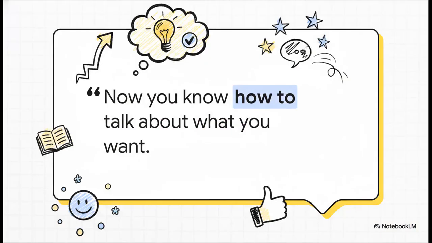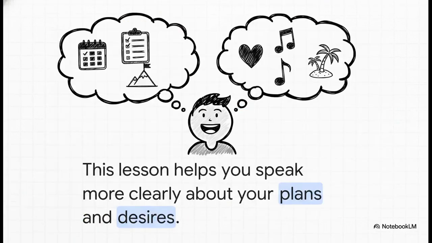And just like that, you've mastered a really important English rule. Now you know exactly how to talk about what you want to do. It's a great feeling, isn't it? Knowing this simple rule really helps you speak so much more clearly about your plans, your goals, and your desires. It's a tiny change that makes a huge difference in your everyday conversations.